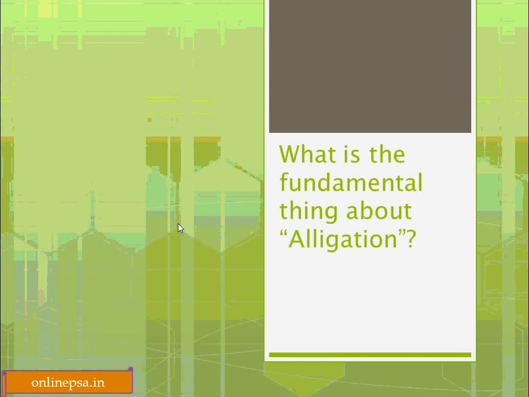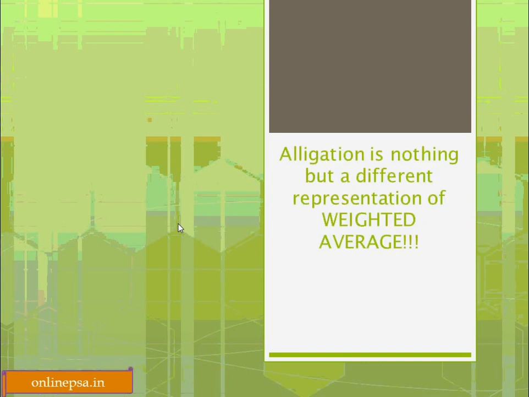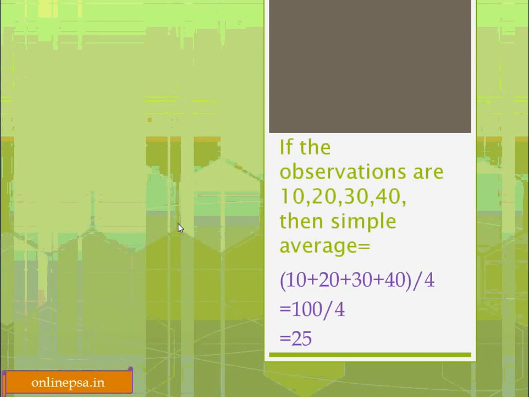And let's start with the very first question, which is, what is the fundamental thing about alligation? The best thing to note is there is no separate concept like alligation. If it is not a separate concept, what is it like? Alligation is nothing but a different representation of weighted average. Now, to understand alligation, we have introduced weighted average. Let us see how we can learn weighted average and go towards alligation.